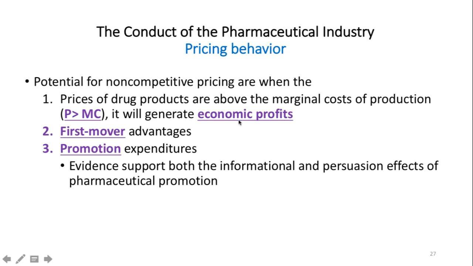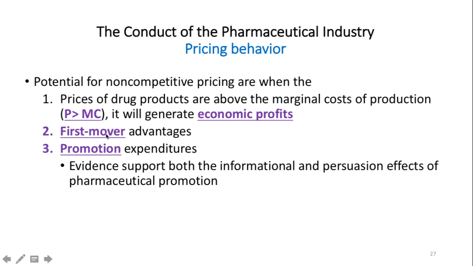That means beyond and above the payment to all the input factors of production, including the cost of entrepreneurs. For example, if the entrepreneur's hourly fee is $200, any additional dollar beyond paying for all the input factors of production is considered as economic profits.